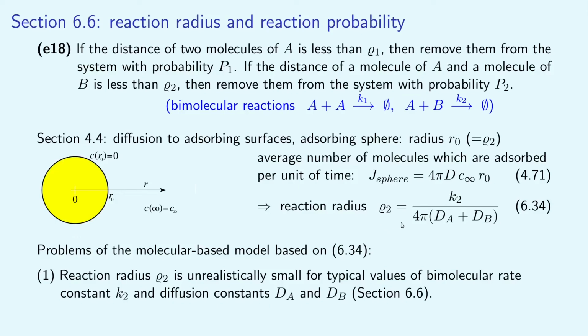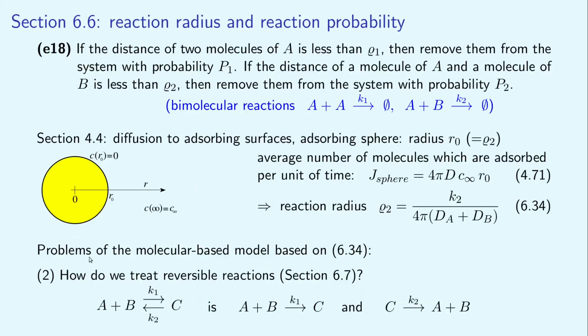A small reaction radius also increases the computational intensity of our simulations, because we need to choose our time step delta t so that a typical displacement of a molecule during one time step is much smaller than the reaction radius. Otherwise, our simulations could be missing some collisions.